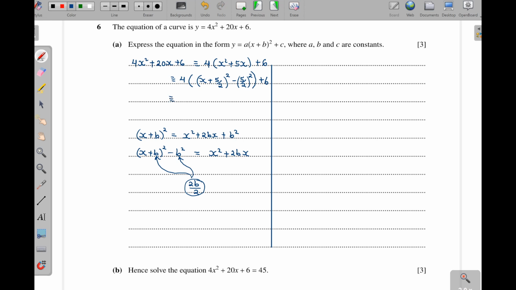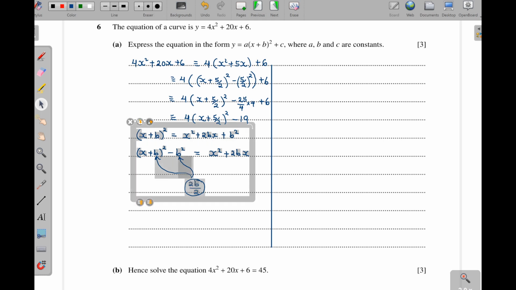We now open the brackets. So this 4 will multiply with this x plus 5 over 2 squared. And then here we are having 25 over 4. Then we are still multiplying with this 4 that is coming from here. Then we add a 6. Then what does this one give us? 4 times x plus 5 over 2 squared. Of course, this 4 will go, and then you have minus 25 plus 6. Isn't that negative 19? That is negative 19. So that becomes our answer.